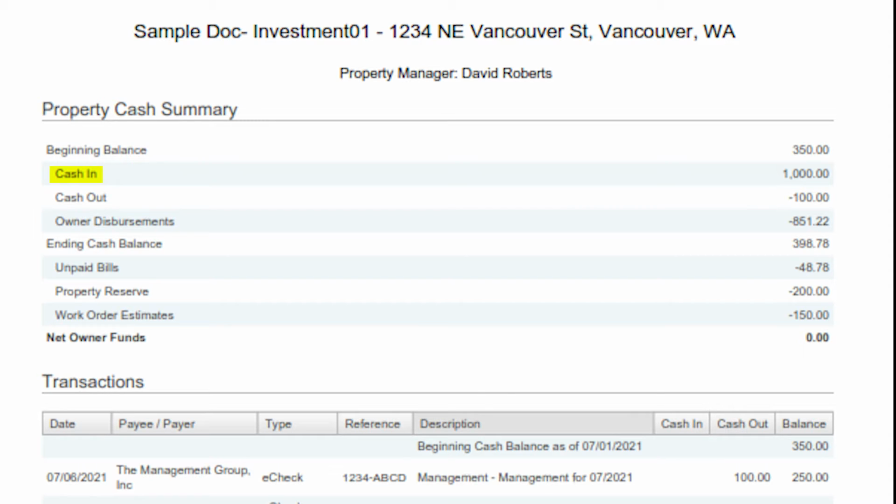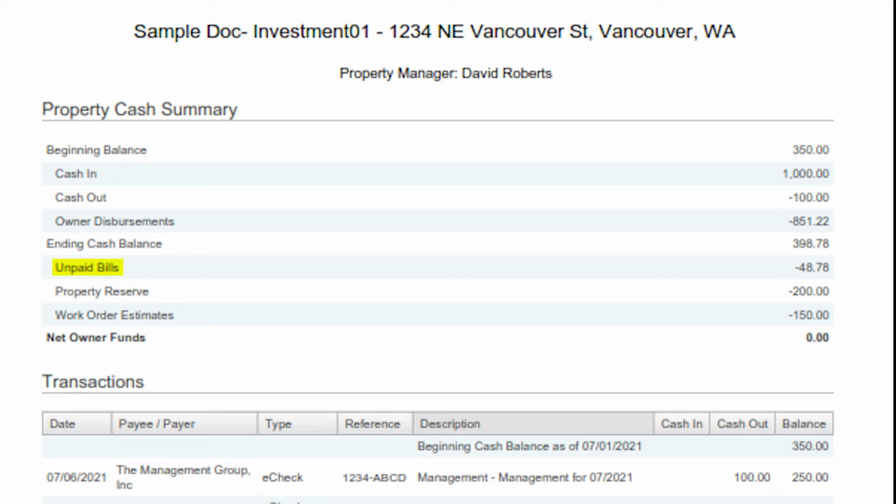Cash in, meaning the total receipts from the period including owner contributions. Cash out, money paid out during the month for items like management fees, maintenance bills, association dues, and insurance. Owner disbursements are payments made to you. The ending cash balance is the cash on hand at the end of the month.